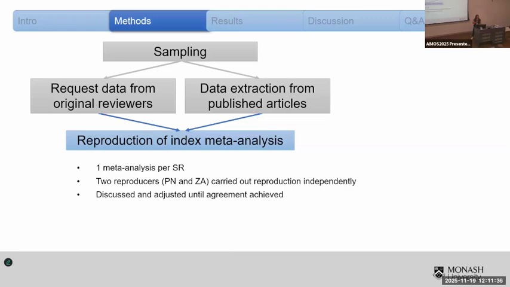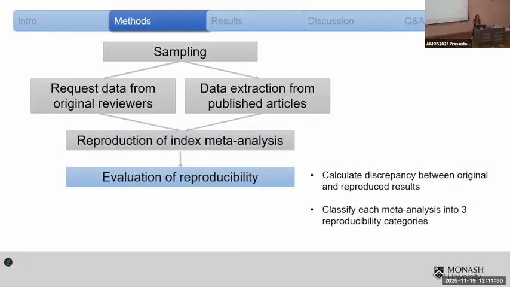So on to the interesting part. For each review, we reproduce the index meta-analysis, which basically means the first one mentioned in the paper. Me and another colleague carry out the reproduction independently, and we compare our results. We adjust until our results are in alignment. And then we evaluate what we found.